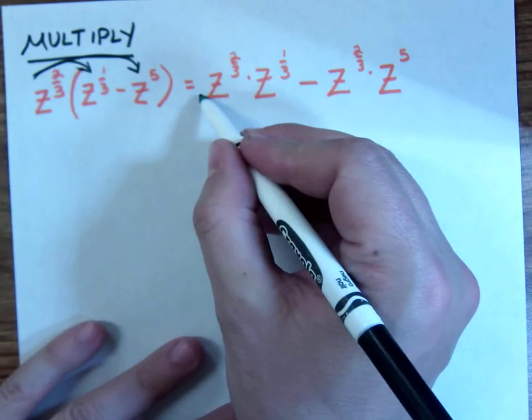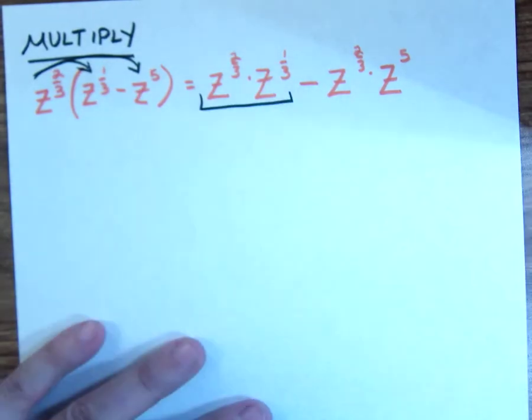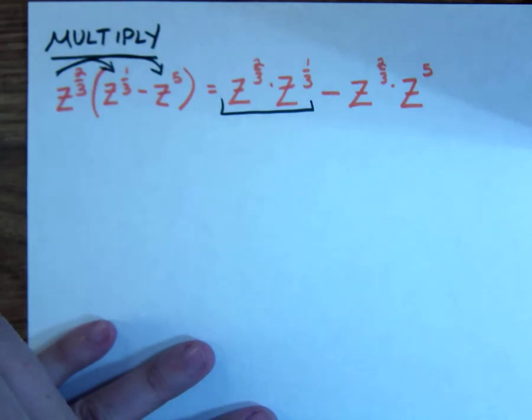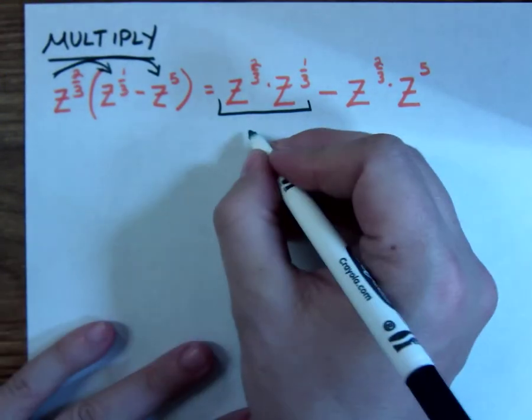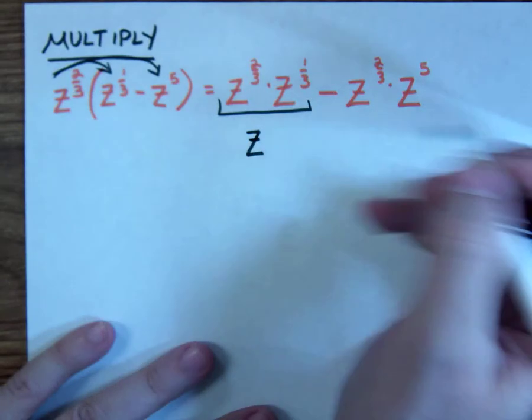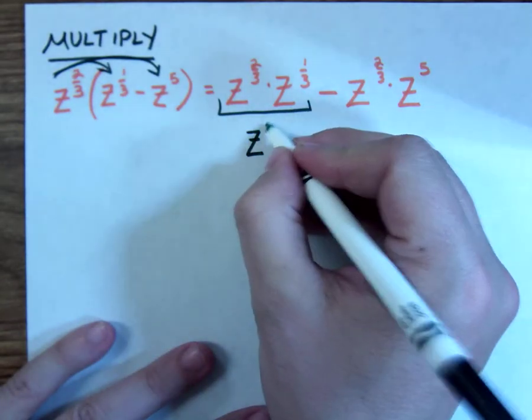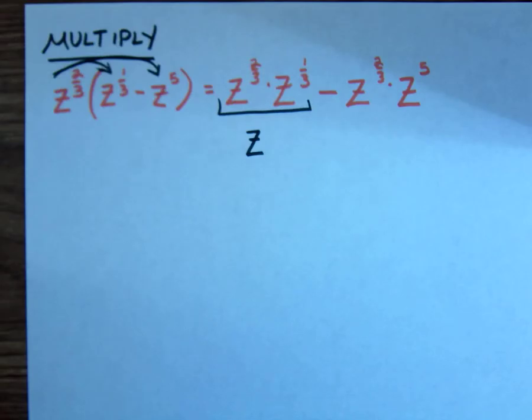Okay, so this one's easy because they already have the same denominator. So I can just add them. What's 2/3 plus 1/3? 3/3, which is 1, right? Z to the 1st power. That one's not too bad.